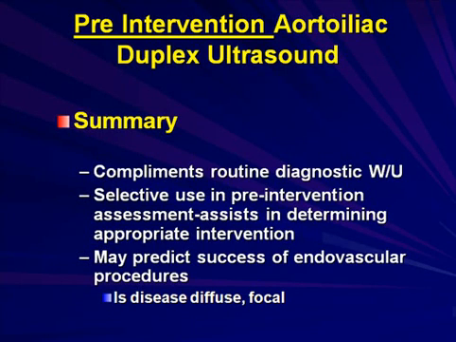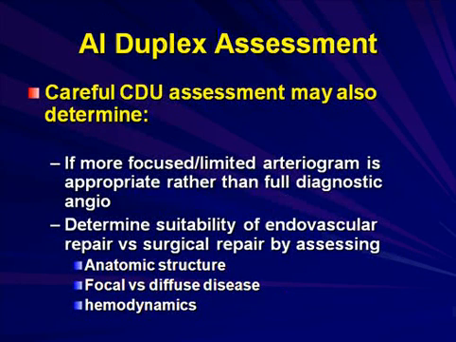In summary about pre-intervention aorta-iliac duplex ultrasound, it complements the routine diagnostic workup. It's good for selective use in pre-intervention assessment, and it may assist in determining appropriate intervention, particularly for endovascular interventions, and it may be able to predict the success of endovascular procedures, specifically by looking at is the disease diffuse or focal. If it's really vastly diffuse, this patient may not be a candidate for endovascular intervention.